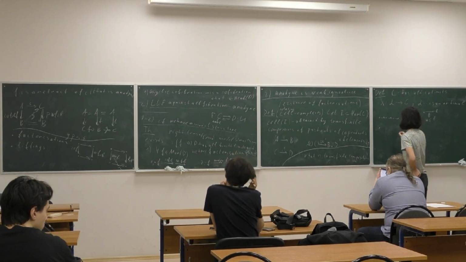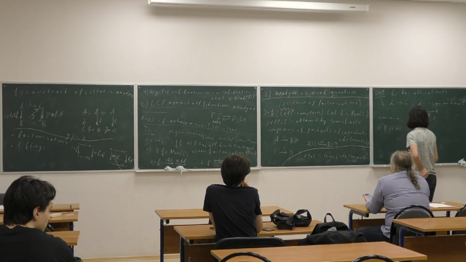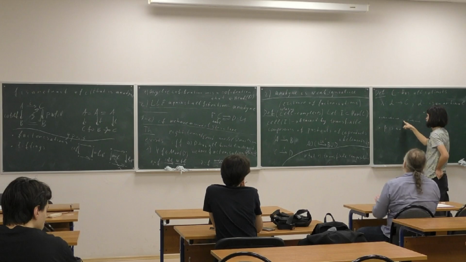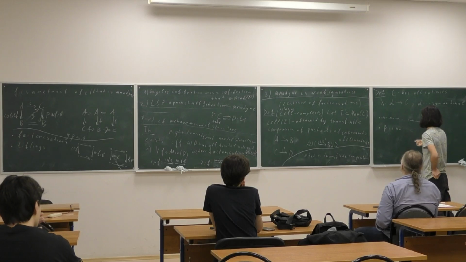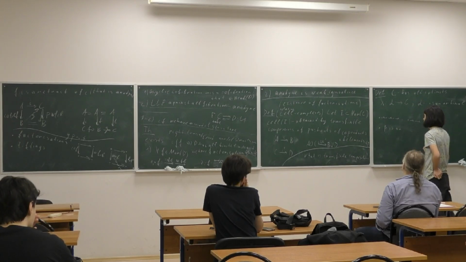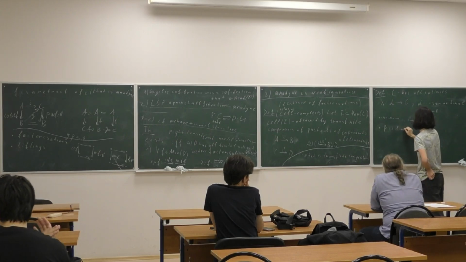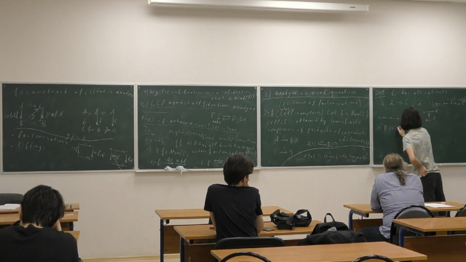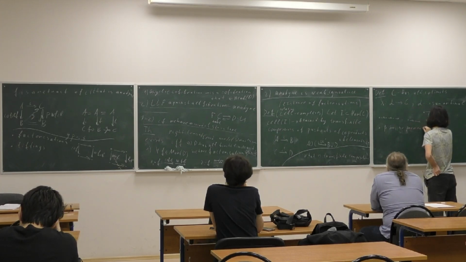If beta is an element that has no previous element, it is called a limit element, I think. Well, it has no previous element.